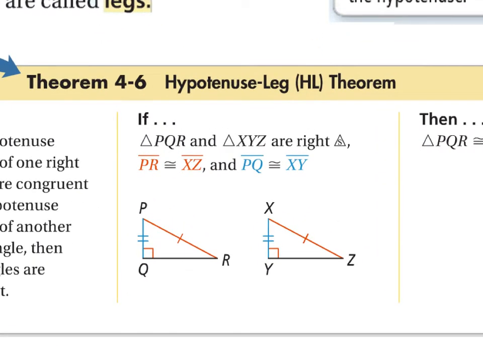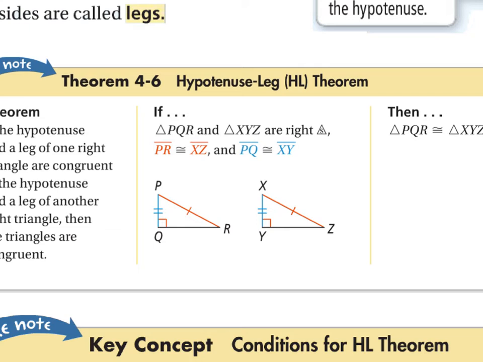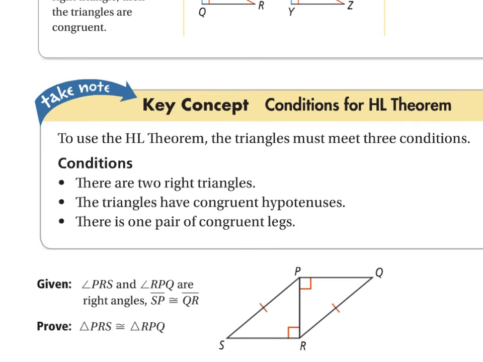So if they tell you that the hypotenuse is congruent and a leg is congruent and it's a right triangle, that's all you need. So you can't have a hypotenuse if that isn't a right triangle. So that's only for right triangles, okay? So if you have a hypotenuse is congruent with the other hypotenuse and one leg is congruent with the other leg, then that's enough to say that they're congruent. Okay? So here's some conditions.